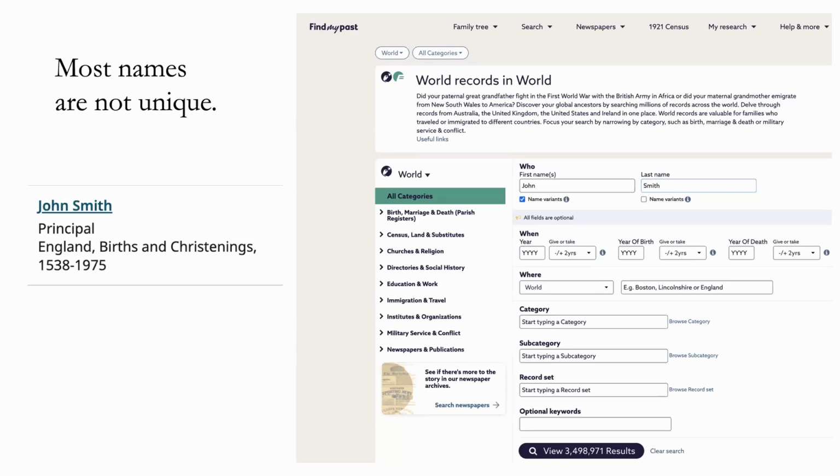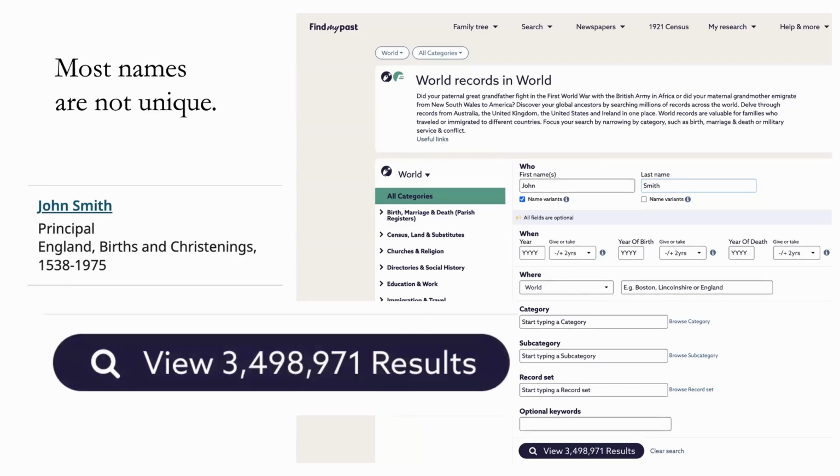Just kind of an indication here. We think of Smith in English as being a very common name, and one of the ways that I can tell, that I have used in the past quite frequently, is Find My Past, because I can basically put in a name and some general information. In this case, I'm looking in the world to see how many records there are on the Find My Past website that have the same John Smith name. When I do that, there are 3,498,971 results, the last time I did this in preparing for this presentation.